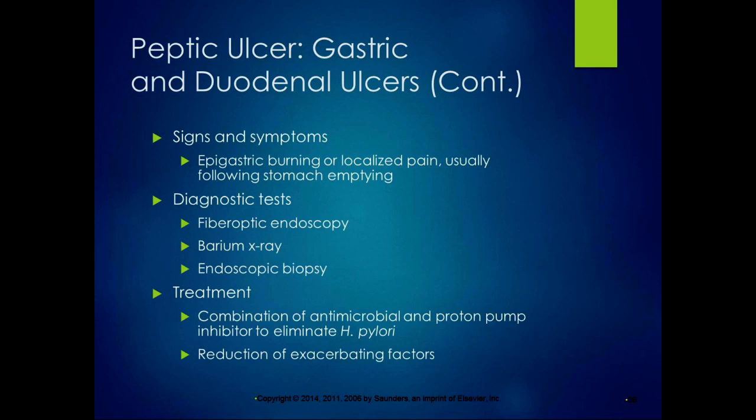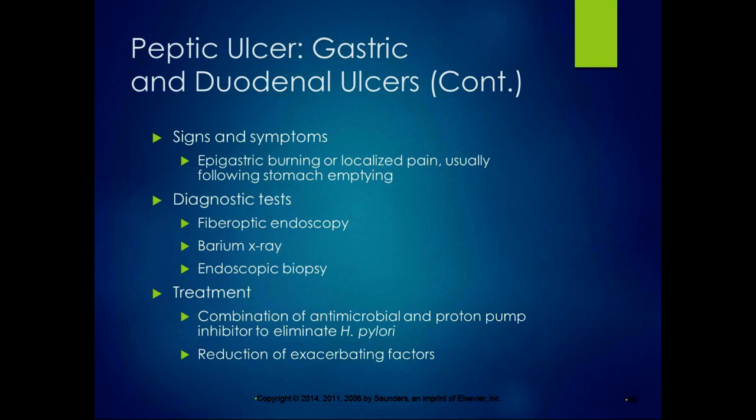Signs and symptoms are usually epigastric burning or localized pain, usually following stomach emptying. So you eat a meal, you feel okay for a while, and then you have the epigastric burning or pain after the stomach empties itself out. They diagnose ulcers with endoscopies, barium x-rays, or biopsies during the endoscopy. Usually they're treated with antimicrobial drugs to eliminate Helicobacter pylori, or a proton pump inhibitor, which is another medication.